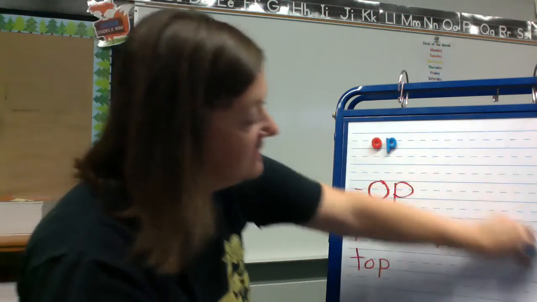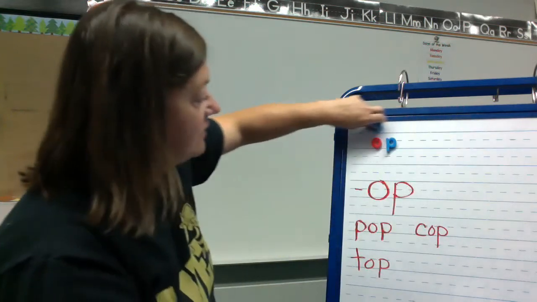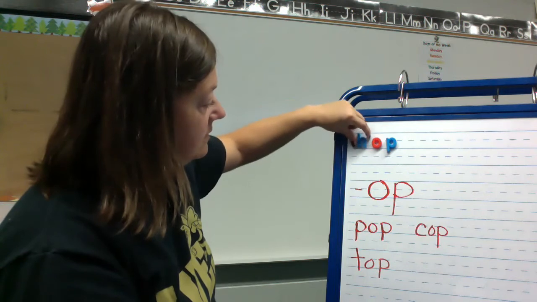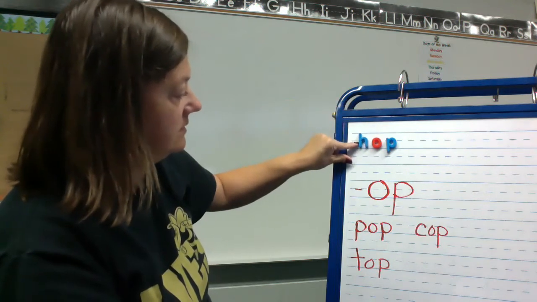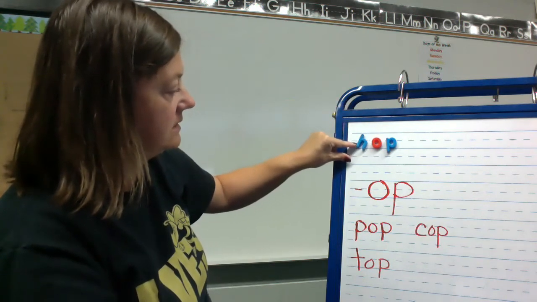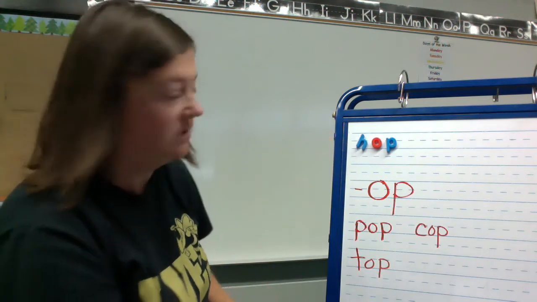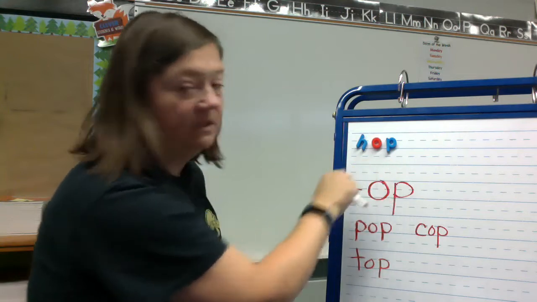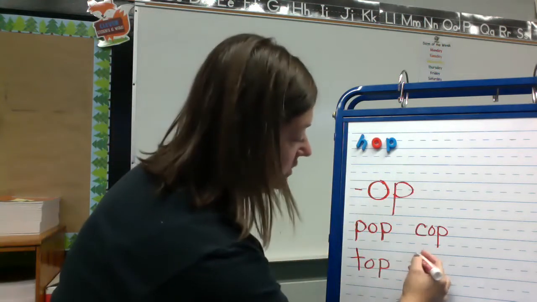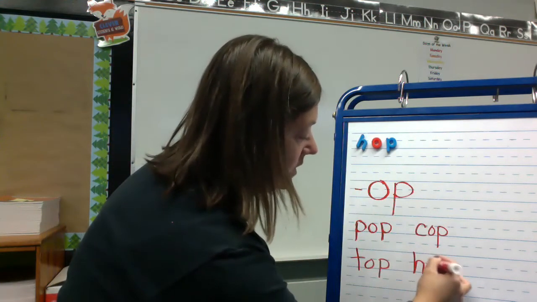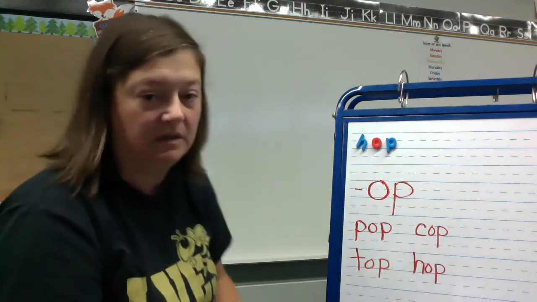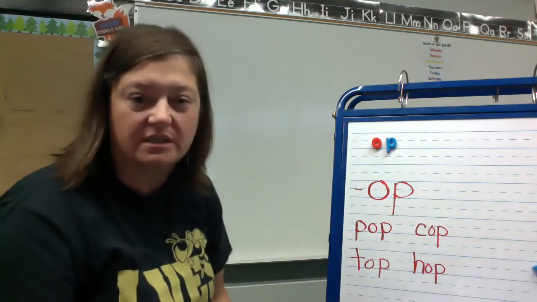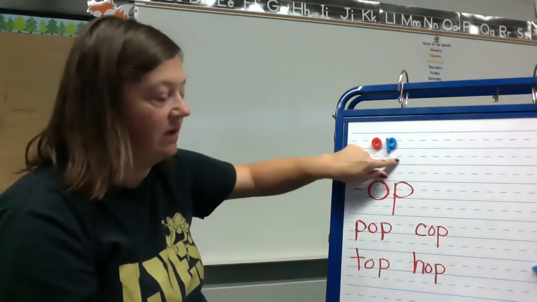If I take the C away and change the first letter, then I made a new word, if it'll stay on there. Kind of sideways, but it's an H. So we have H-O-P, hop, hop. You guys like to hop on the playground sometimes. So hop. When I change the letters, what did you notice about the O and the P?